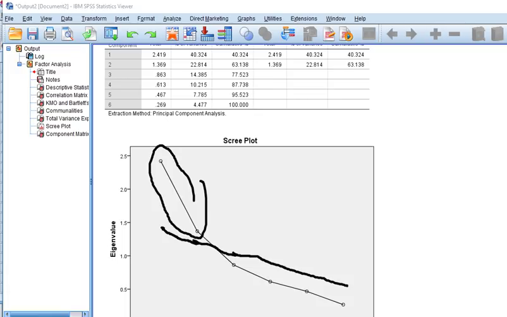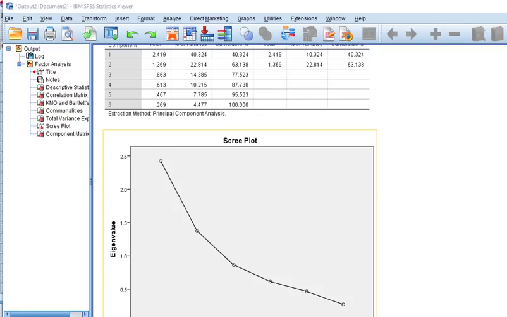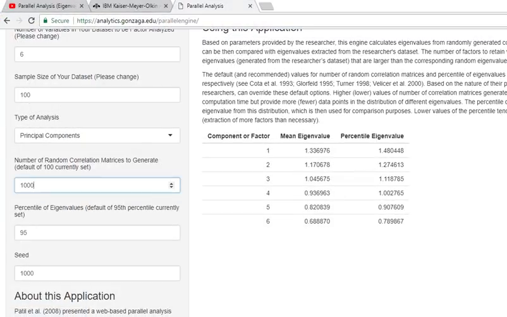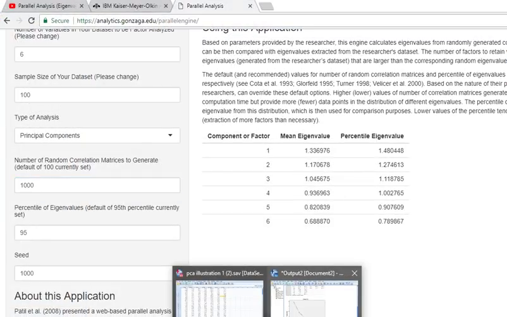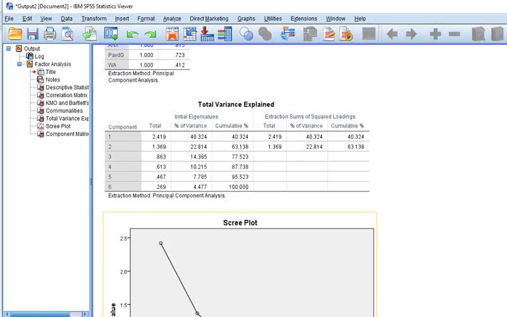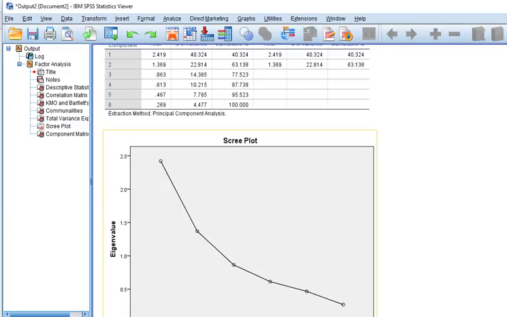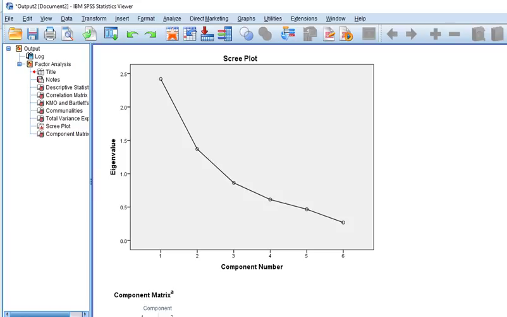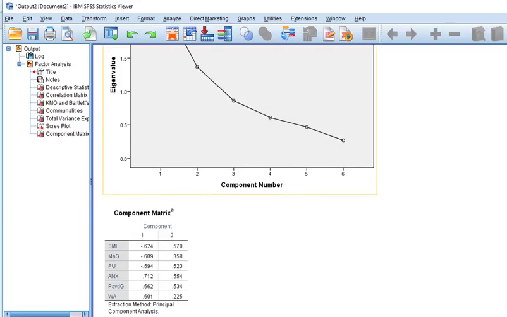So at this point, we have determined that we have two eigenvalues, or two components, that we want to retain from our solution. And really all of our procedures largely agreed. But there are circumstances where they can disagree, and it's up to you to determine how many components to retain. Once we've determined that, now it makes sense to try to interpret the component loadings.